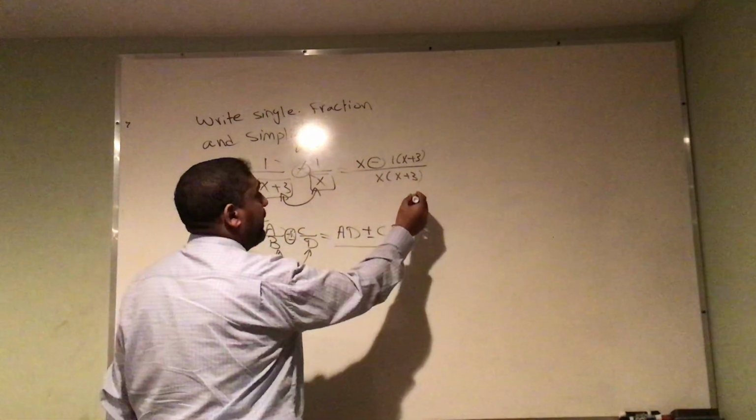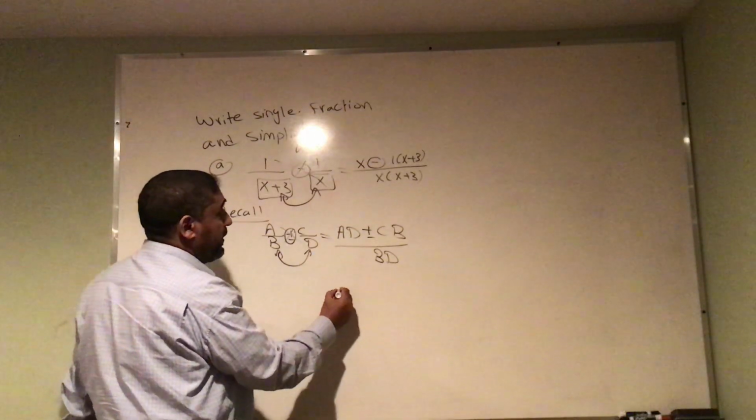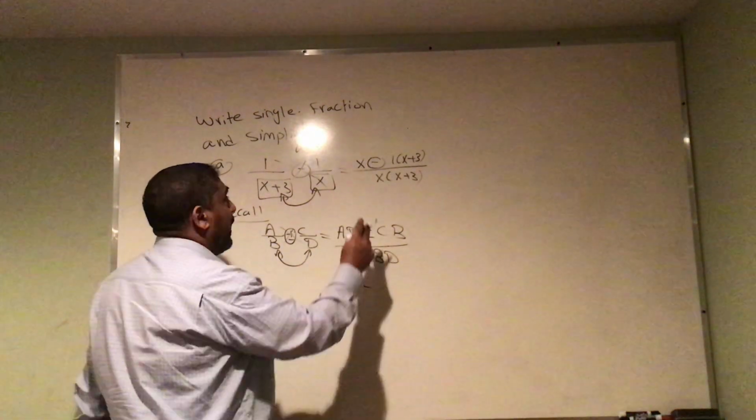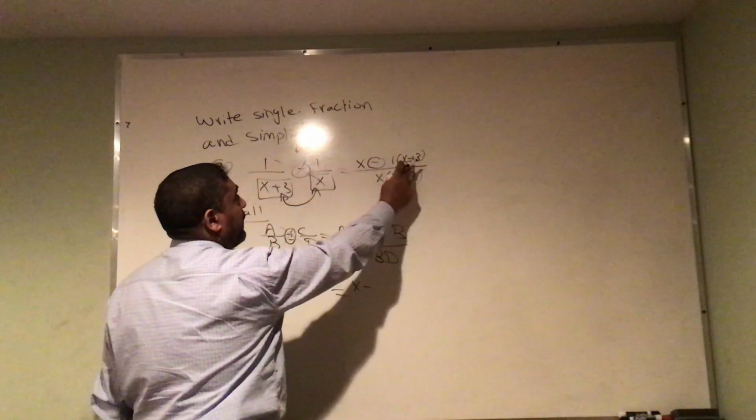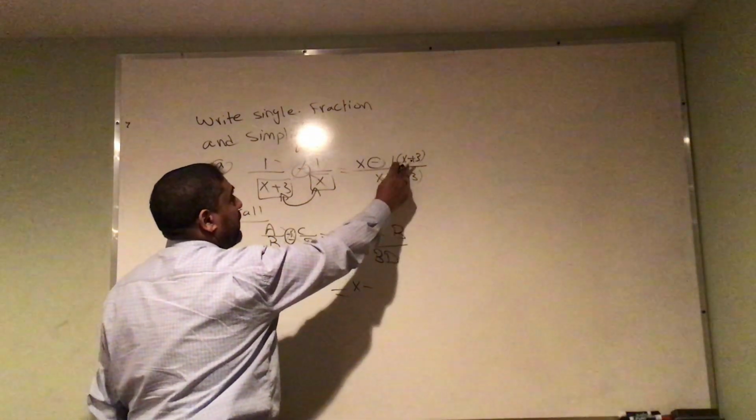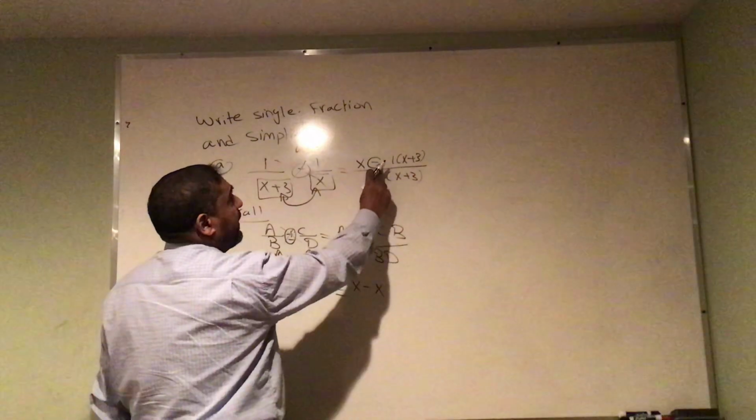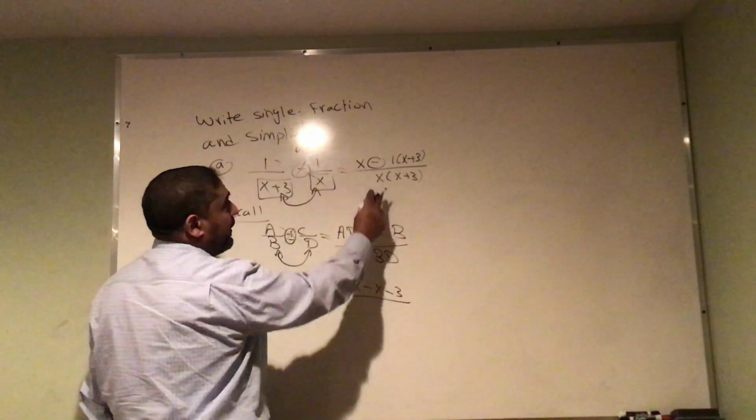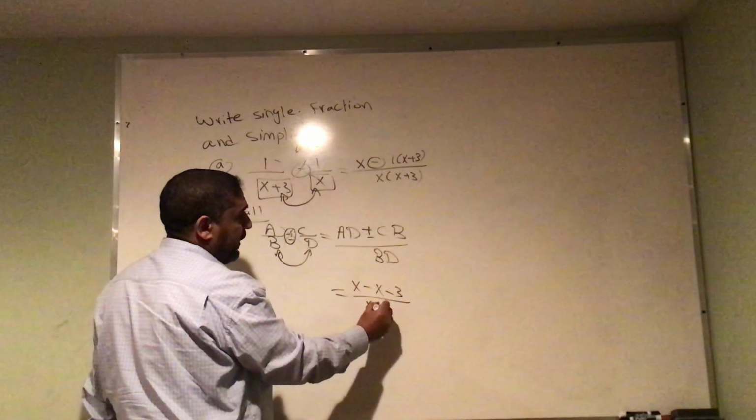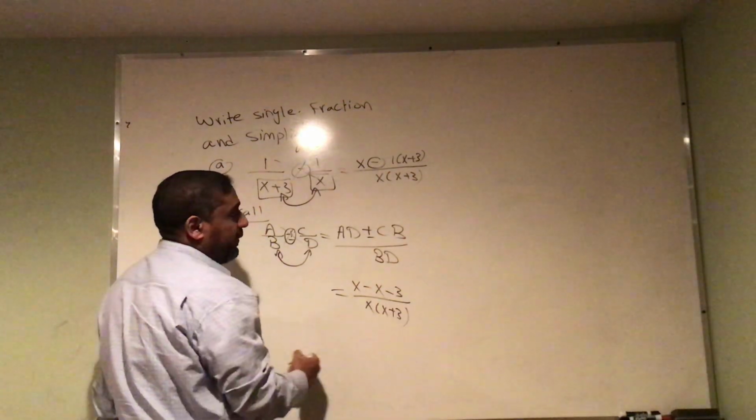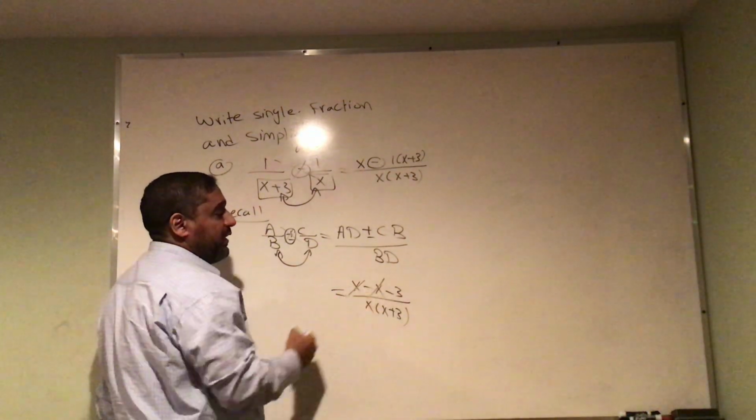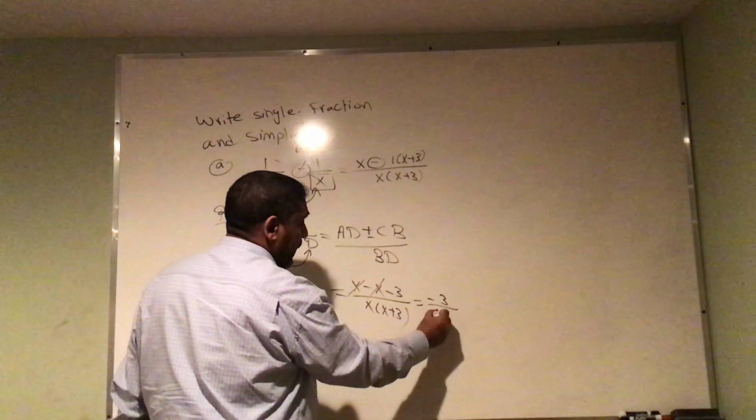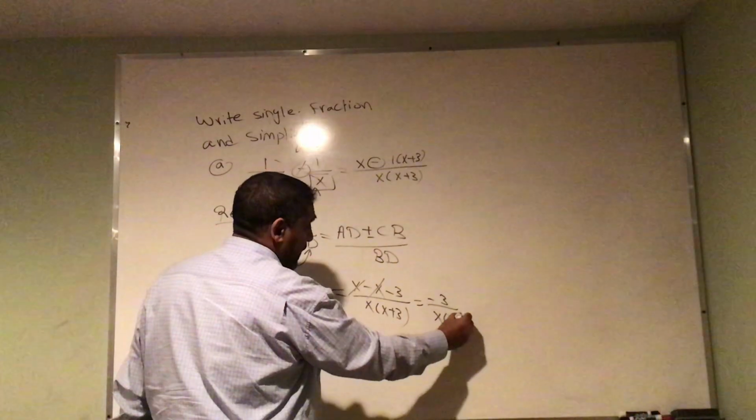How to simplify? Maybe I write it here. You have x minus 1 multiplied by x, you get minus x. Minus 1 multiplied by 3, you get minus 3. The whole thing divided by x multiplied by x plus 3. So now x cancels with negative x. What do you have left? Minus 3 divided by x multiplied by x plus 3.